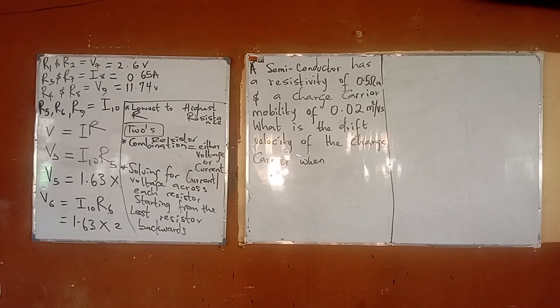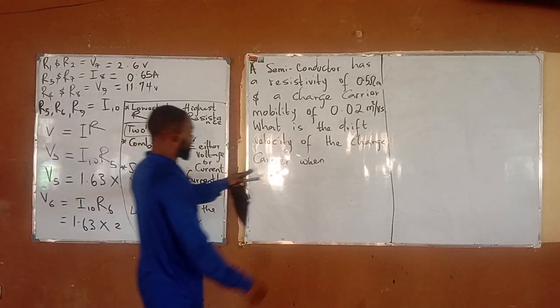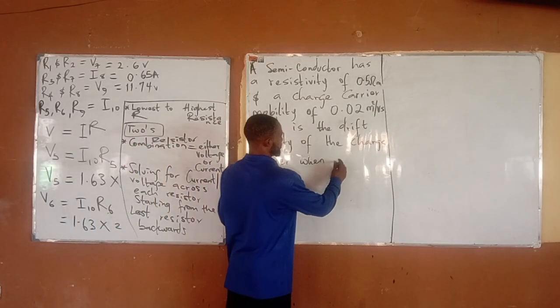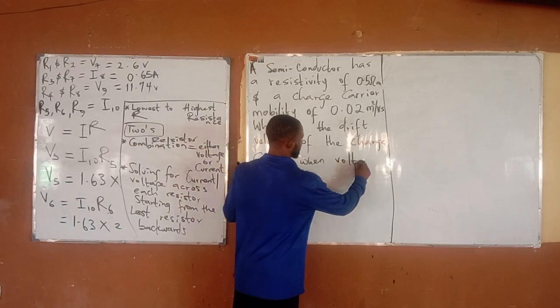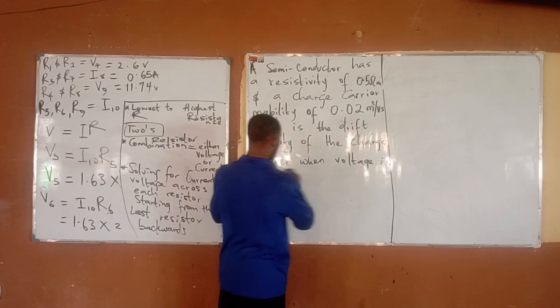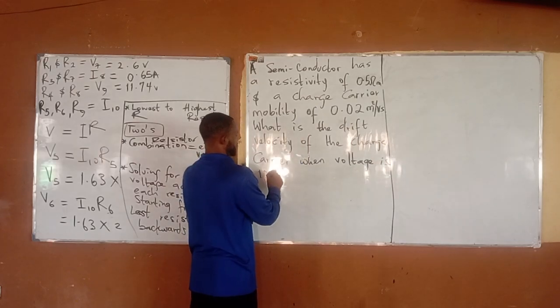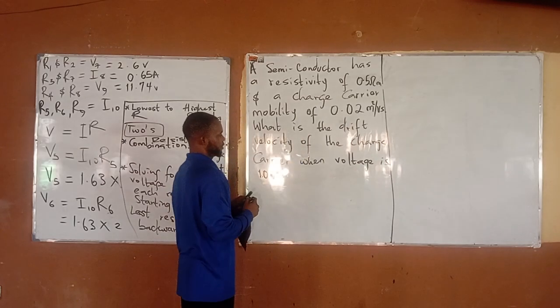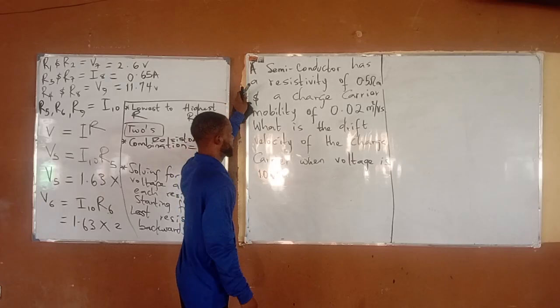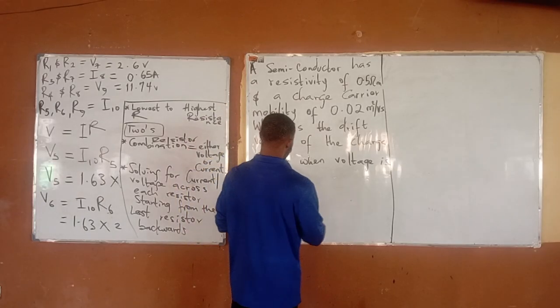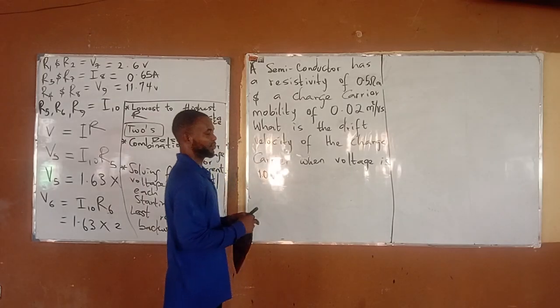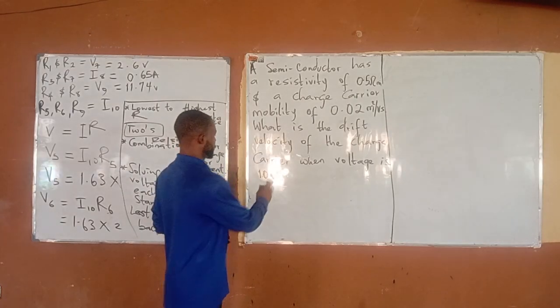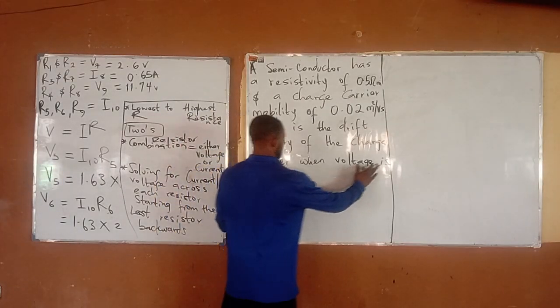Well, let's solve it. So, what is the drift velocity of the charge carrier? Well, the voltage is 10 volts, applied across a 1 meter length.